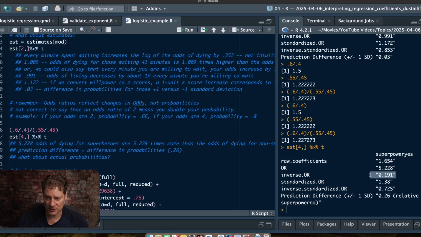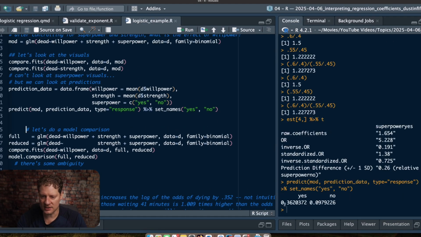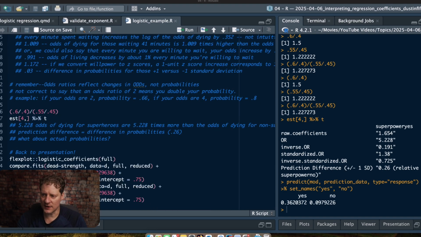And then the inverse odds ratio is, again, looking at the odds of living for superheroes relative to the odds of living for non-superheroes. And then we standardized. I don't think that even makes sense, and I'm not even sure why it's there. But you can look at the prediction difference. That basically shows you the raw probability difference between superheroes and non-superheroes. So superheroes have a 26% higher probability of dying than non-superheroes. We can see that earlier when we computed these, that 0.362 minus 0.097 is going to give you a value of about 0.26. So that's fun.